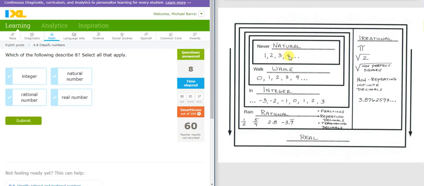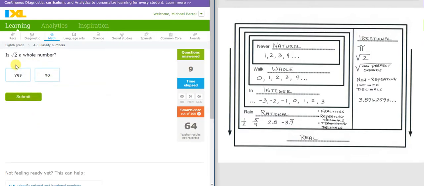8. Well, 8 is a natural number, but it's also everything else, isn't it? The number 8 would be right in here, which means he's natural, but he's also whole. He goes all the way down to the other ones too. So is he an integer? Yep. Is he a natural? Yep. Is he a real? Yep. Is he a rational? Yep. He's everything. He's awesome like that. Let's select everything.